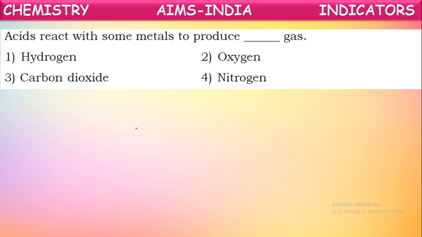Next, acids react with some metals to produce dash gas. Yes, generally dilute acids or aqueous acid solutions on reaction with metals produce hydrogen gas, because when metals react with acids, they replace hydrogen present in the acid molecules and form metal salts, and they release hydrogen gas. For example, let us say one simple example.